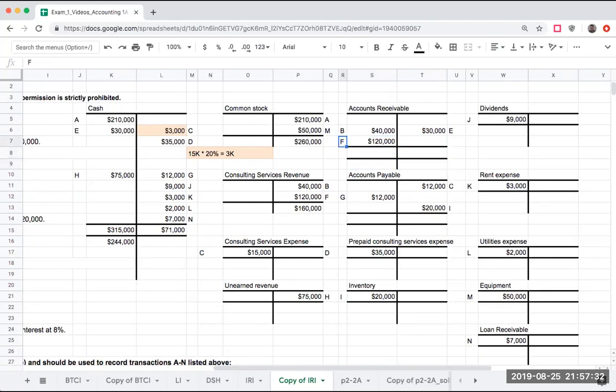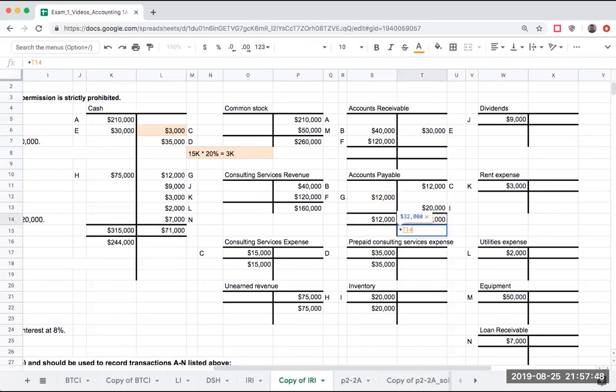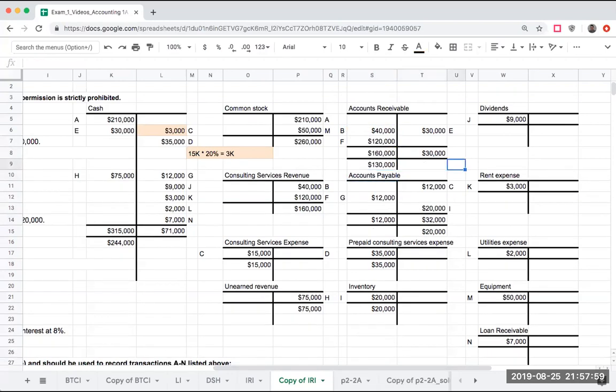Okay. So here, consulting services expense, 15,000, unearned revenue, 75, inventory is 20, prepaid consulting services is 35. For accounts payable, I had 32,000 in credits, 12,000 in debits, subtracting the smaller from the larger amount, I get 20,000. Here I've got 160 less 30, so I've got accounts receivable here of 130.